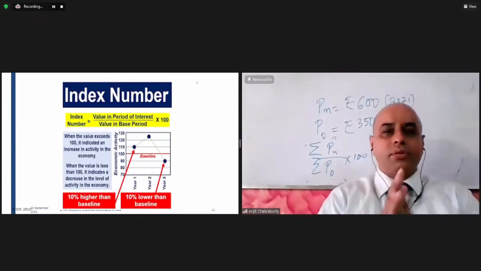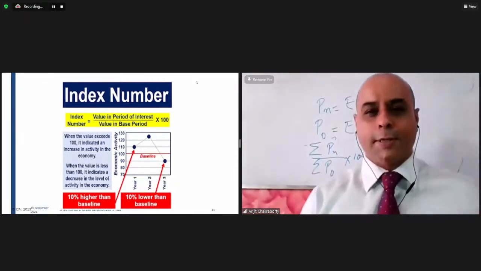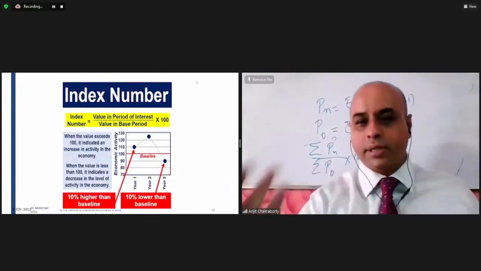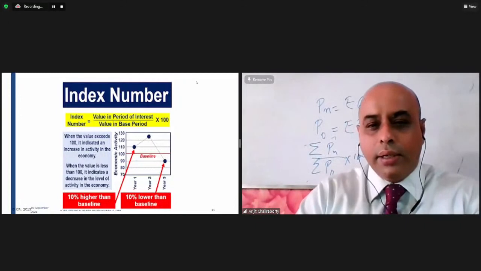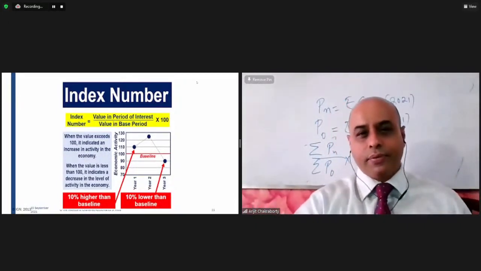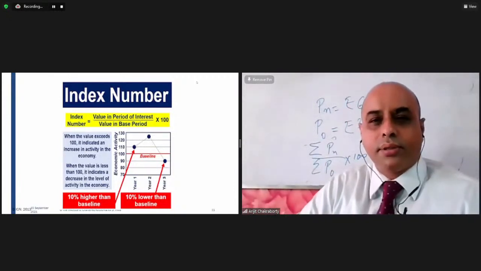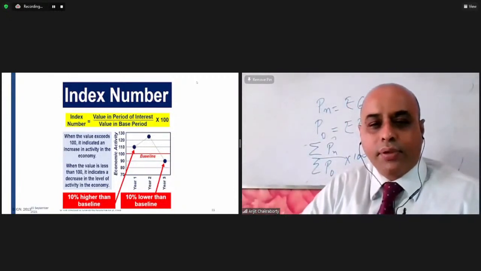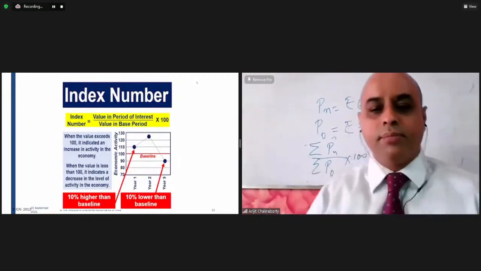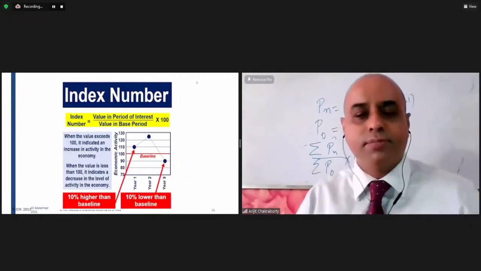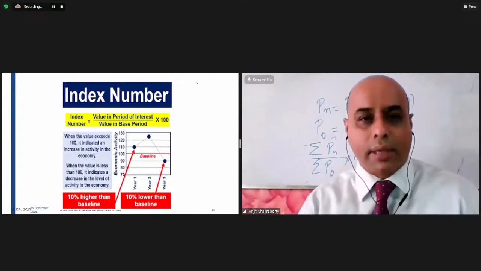So if you see how things are moving, the value in the base year and the value in the period of interest, that is the current year, is how we calculate the index number, and the baseline is always 100. The base year, baseline, we always say baseline economic scenario. So it's always 100. If it increases beyond 100, it's growth. If it falls below 100, it's negative growth. That means it's not a development, it's a decline.